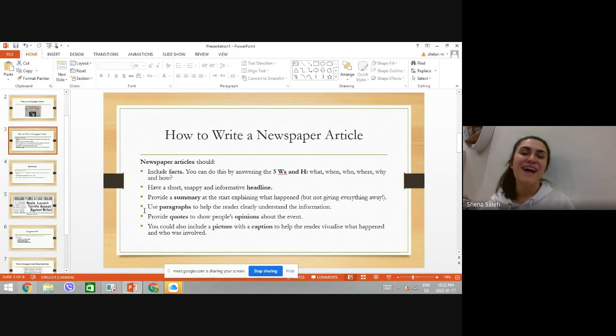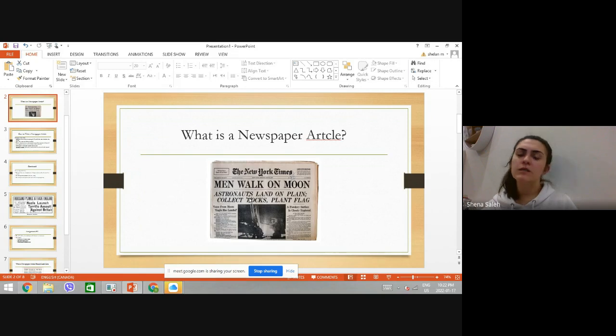You don't know. And then you could also include a picture with a caption. So there are many pictures, like let's see here. "Man walks on moon." All right? "Astronaut lands on plane, collect rocks, plant flag." As you can see, there's a picture right here that shows the men walking on the moon. I don't know how they got the picture, but they have a picture, which kind of indicates, was someone there just taking pictures? Which probably yes. Or is it fake?